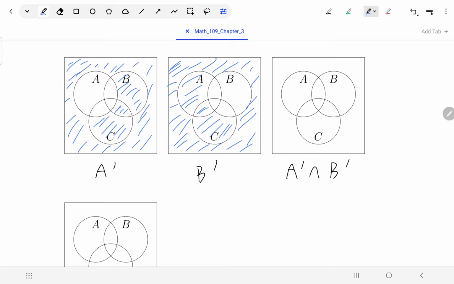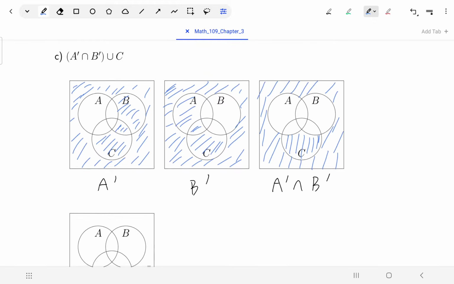And now A complement intersected with B complement. What do they have in common? The exterior was shaded in both pictures, so I will definitely shade the exterior here. And the only inside of C, not inside of anybody else, was shaded for both pictures, so I'll shade that as well. So there we go. That's my A complement intersected with B complement.